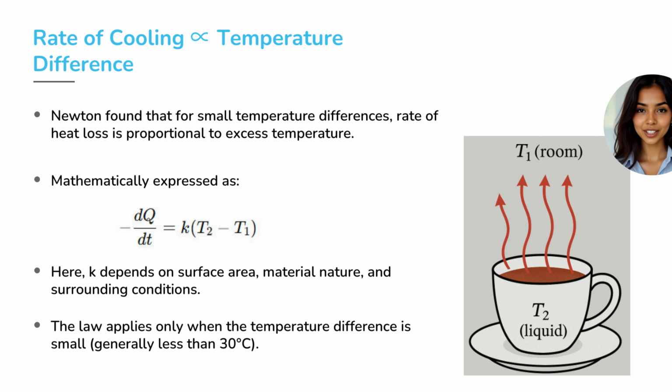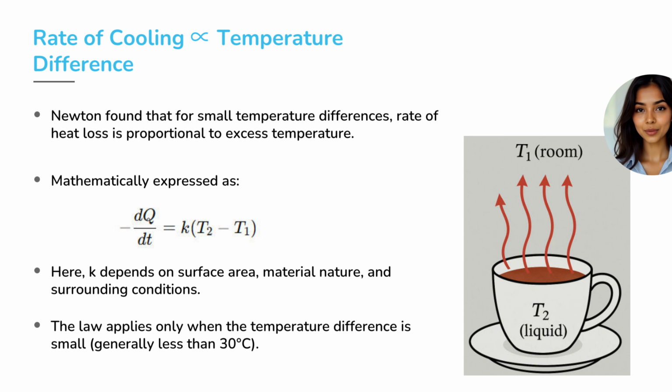Now, let's bring Sir Isaac Newton back, not the Apple one this time, but the scientist who also figured out how hot objects cool down. He observed that when the temperature difference between a body and its surroundings is small, say less than 30 degrees Celsius, the rate of cooling is directly proportional to that temperature difference. Mathematically, it's written as negative dQ/dt equals K multiplied by (T2 minus T1). Let's decode that.